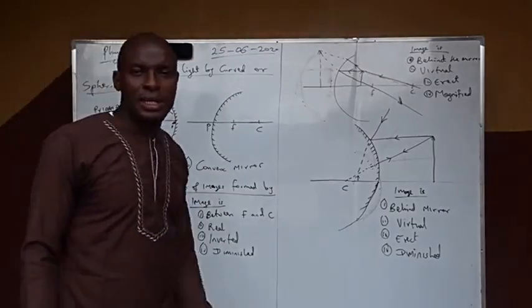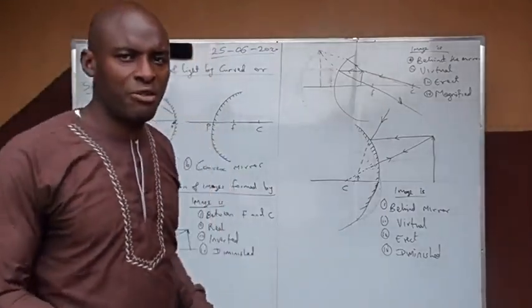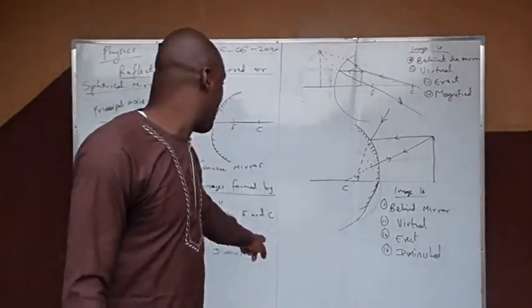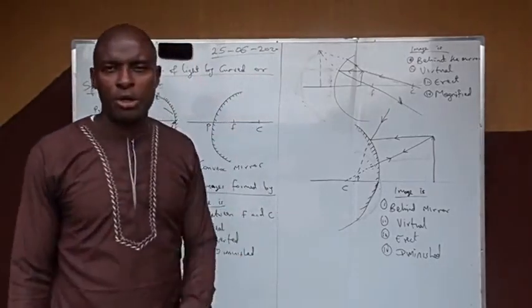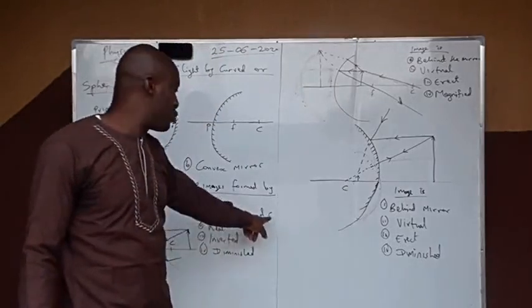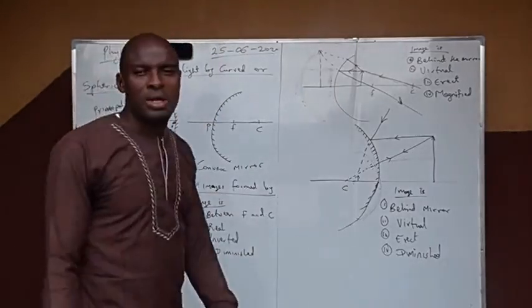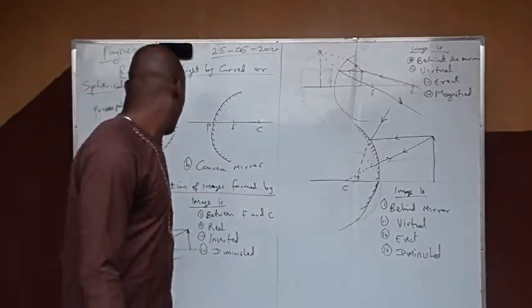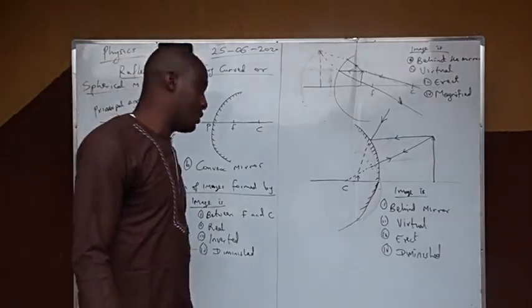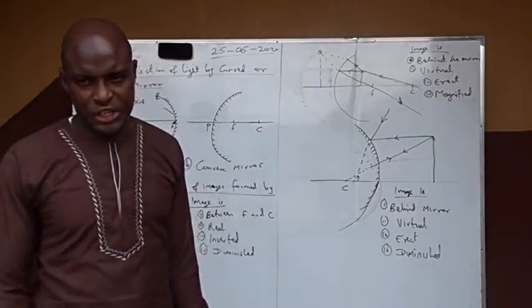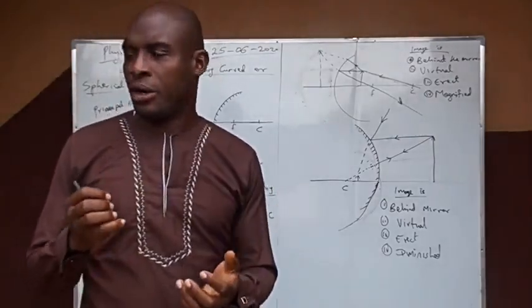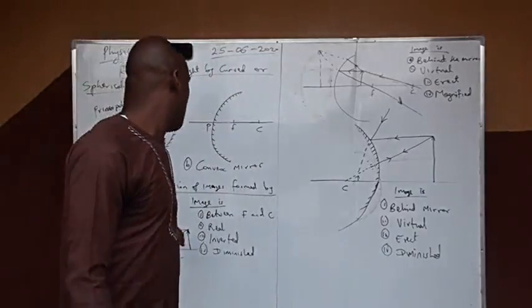So, if you look at the nature of the images formed by this curved mirror, when the object is beyond the center of curvature, the image must be formed between F and C. F here means principal focus, and C here means center of curvature. The image must be real, inverted and also diminished. These are the four kinds of images formed by a concave curved mirror when the object is beyond C.